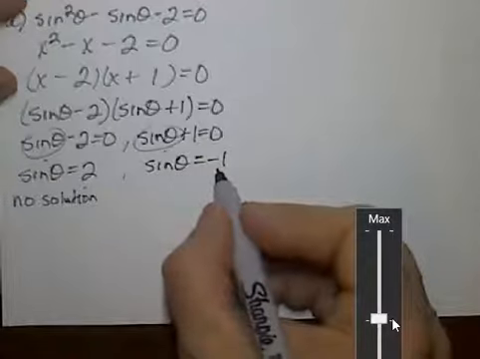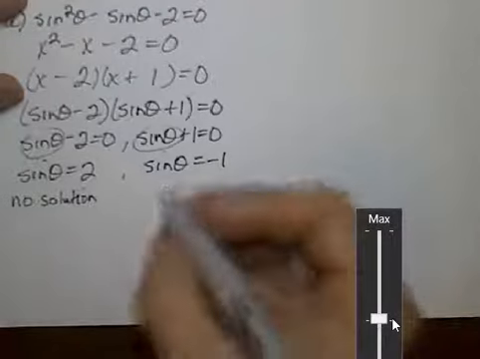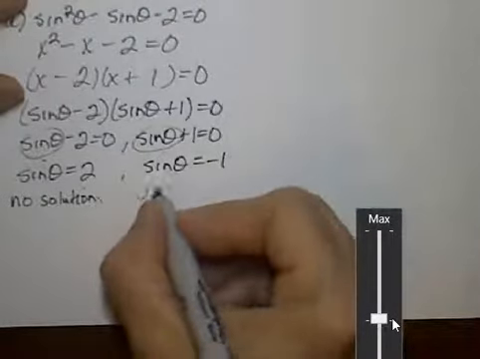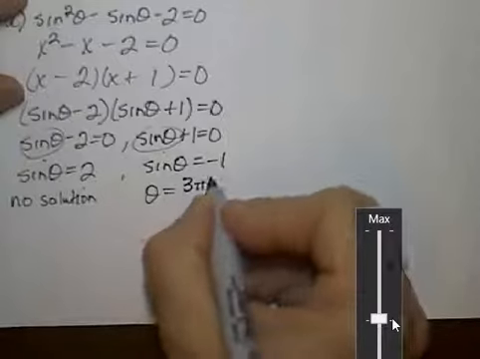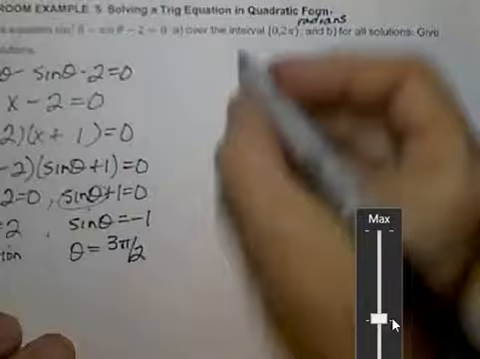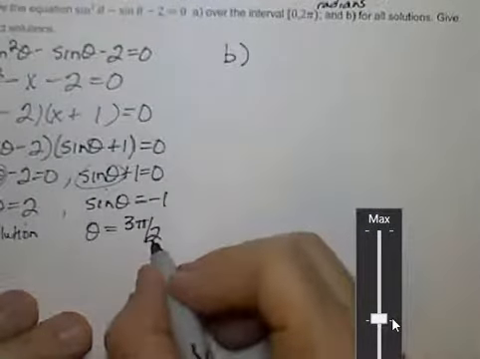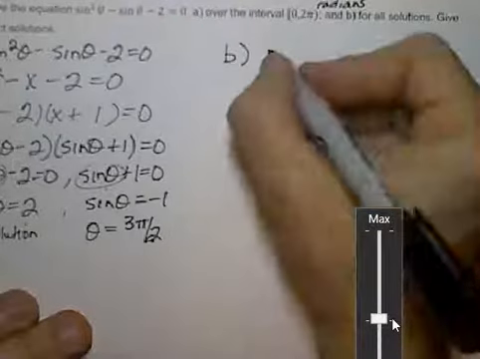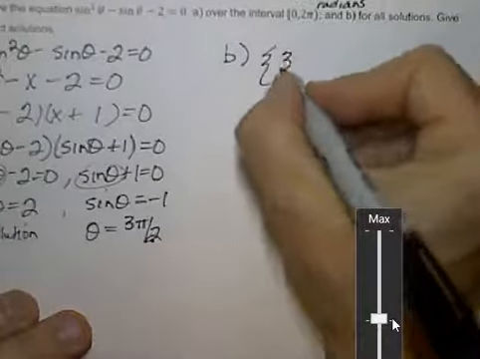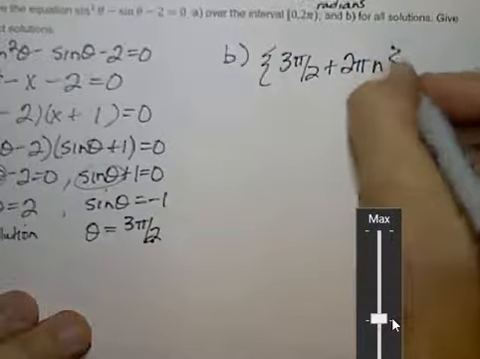For this one, we're only going to find one solution between 0 and 2 pi. Sine of theta is only equal to -1 at 3 pi over 2. We only got one solution for part A. Then for part B, we're trying to find all solutions, so we just want all the angles coterminal with this one. That's going to be 3 pi over 2 plus 2 pi times n.